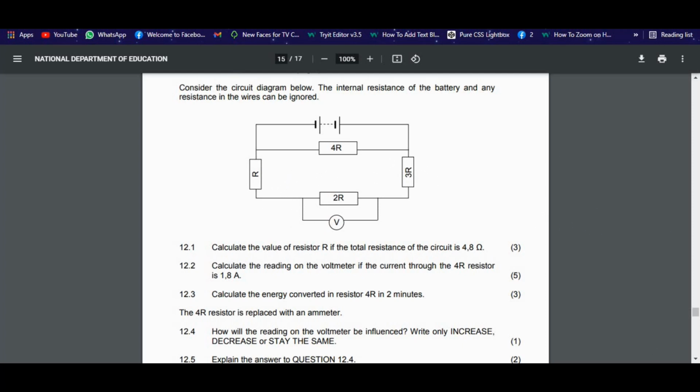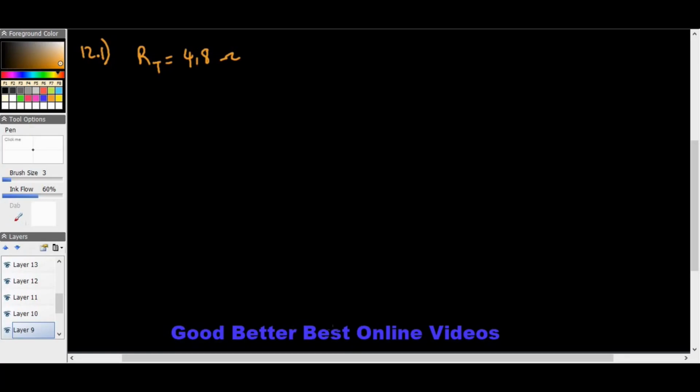Let's process this and think about this quickly before I ask anybody to share the answer. It only looks like 4R and 2R are in parallel with each other, and not R and 3R, just by the looks of it. But then again, I could be wrong. I'm going to go for it. So in my mind, this is what I got.